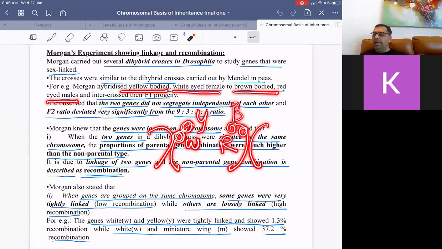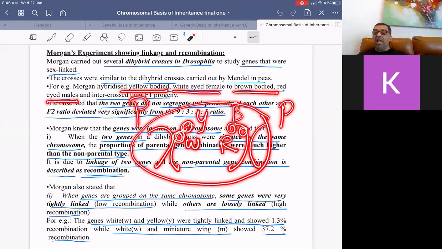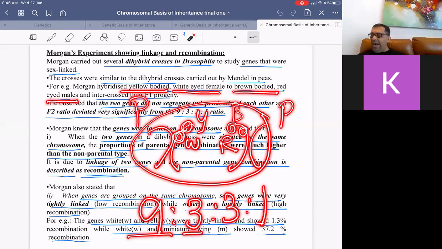Inke parents ka F1 generation banaya. Now what did he get in the F2 generation? F2 generation mein you should have got ratio of 9:3:3:1 according to Mendel, where 9 would be yellow body red eye, 3 would be yellow body white eye, 3 would be brown body red eye.